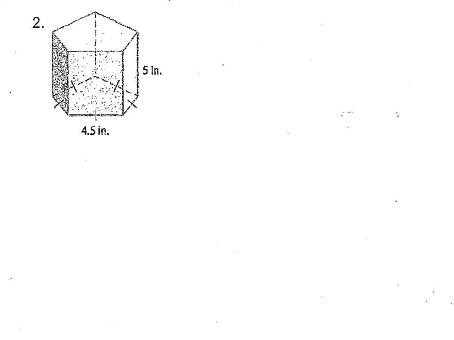Okay, here's a second example with prisms. This time we're looking at a pentagonal prism based on the markings on the base. We do know that it's a regular pentagon that's the base. Keep that in mind as we walk through this. First thing we're going to do is find the lateral area.